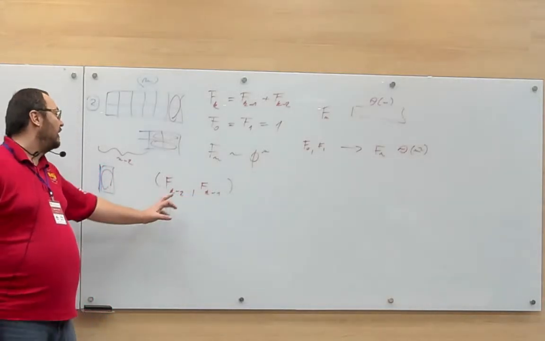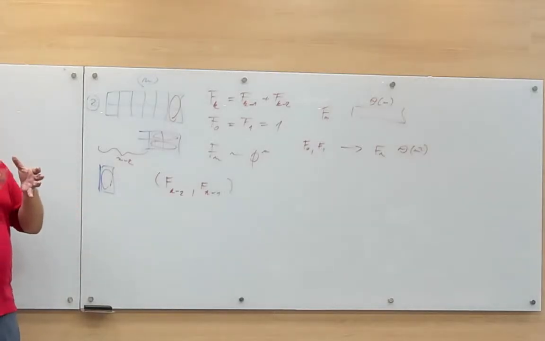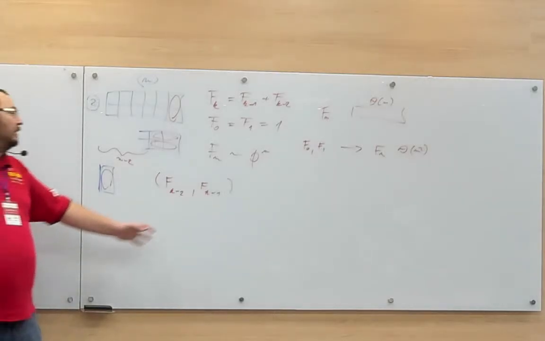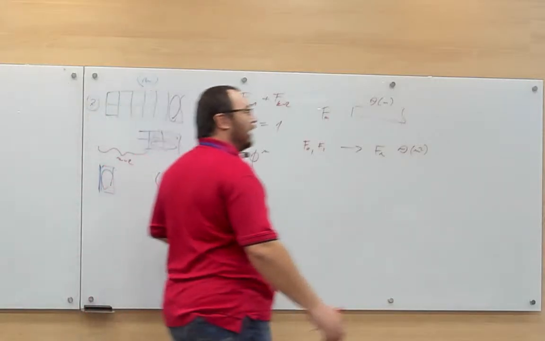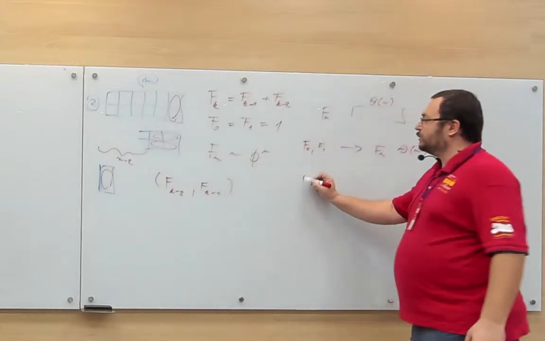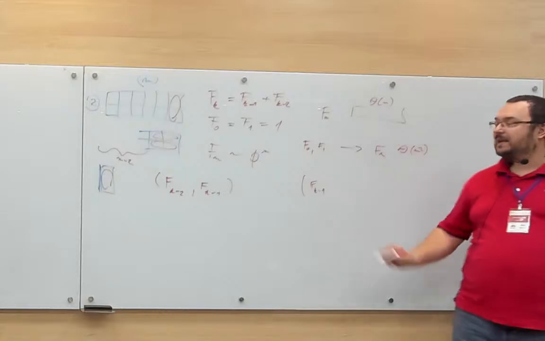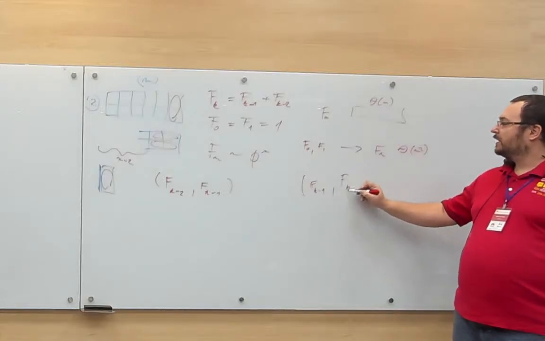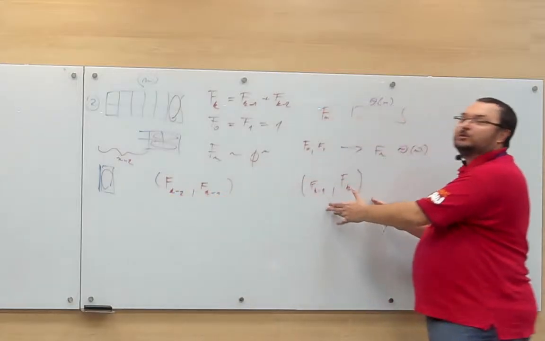And now we can discard the fk minus 2 because we will no longer need it. But in order to continue in the computation, we have to keep fk minus 1. So these are the values we know. And after the step, the values we still have to keep is the value fk minus 1, which will still be needed in the next step, and the new value fk. So this is what we have. This is what we want to have.